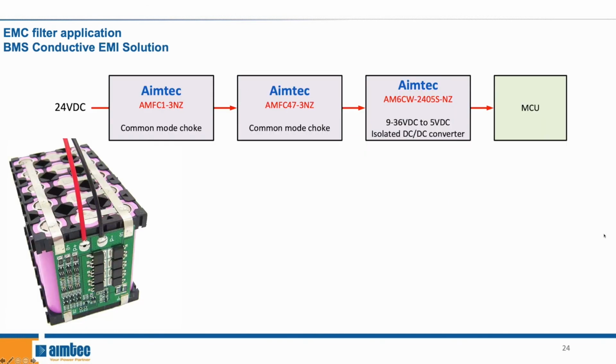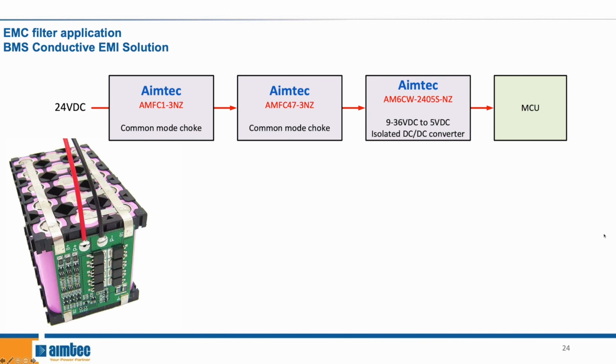Finally, we're going to look at the BMS, or Battery Management System, conductive EMI solution. We don't want noise in the BMS because that can falsify readings, and since the mode is common mode noise, we will be using a common mode choke to suppress it. Once again, as a reminder, you need to select the best common mode choke based on the different frequencies that you want to suppress. You may need 2 chokes if you're dealing with 2 different noise levels.